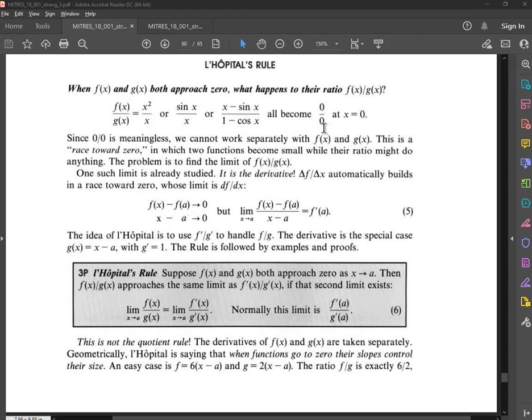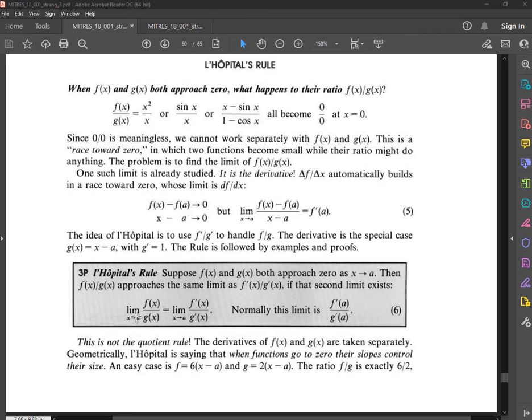So this expression 0 over 0 is meaningless. You need to investigate more about the functions on top and on the bottom to find out what it is. Okay. Now, let me cut directly to the first idea about L'Hopital's rule. You probably have seen this before.